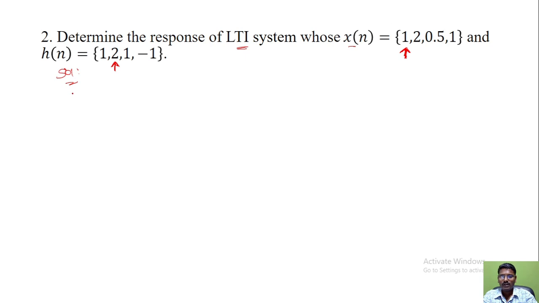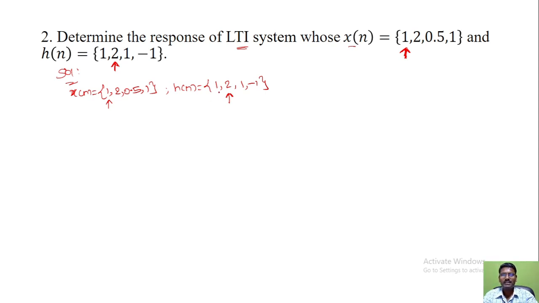So x of n, let me write, x of n is equal to 1 comma 2 comma 0.5 comma 1, and h of n is equal to 1 comma 2 comma 1 comma minus 1, right? So this is my 0th sample, and in x of n, 2 denotes my 0th sample, right?